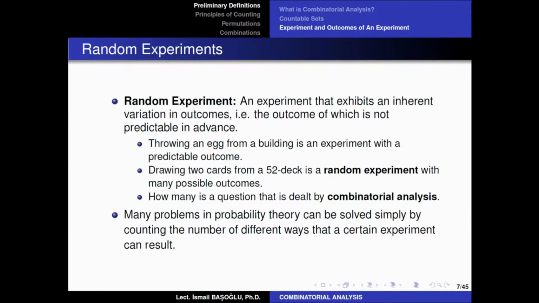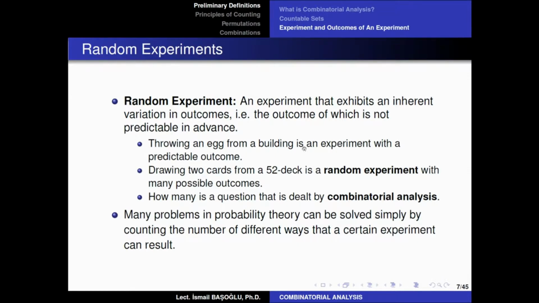Therefore, this experiment is a random experiment because you do not know the questions before seeing them. So how many will you be able to solve correctly? It is also a random value. Now, let's focus on this experiment in this item.